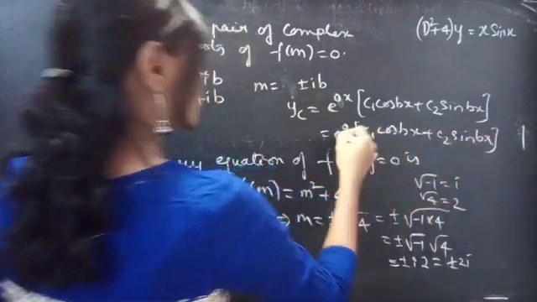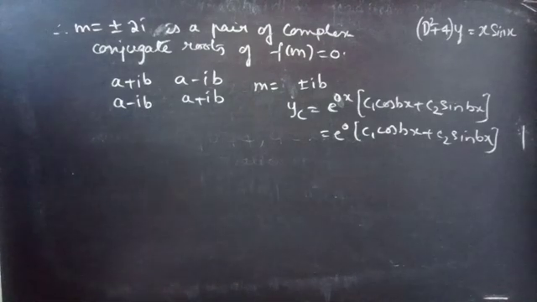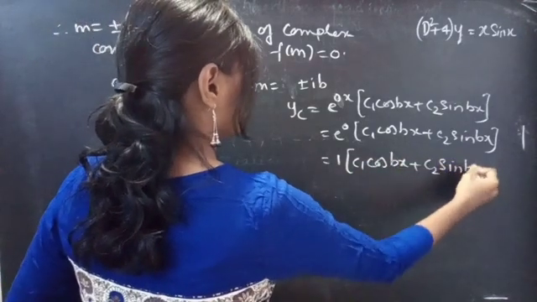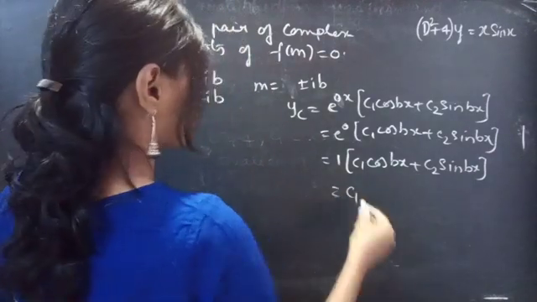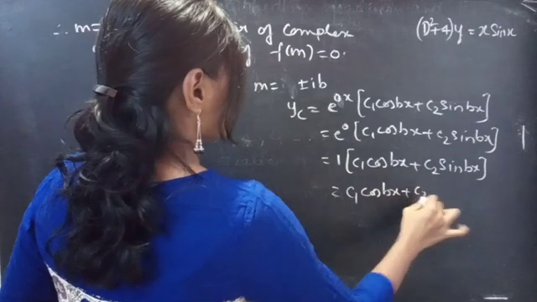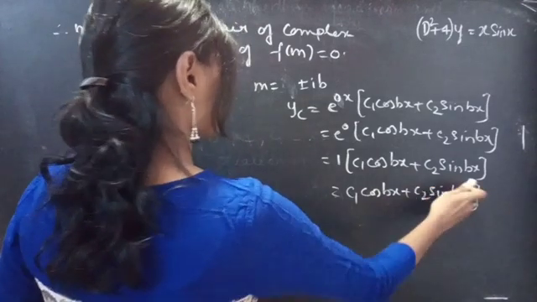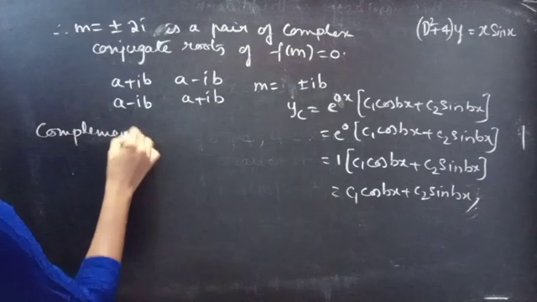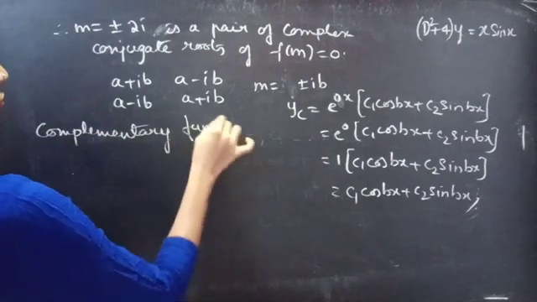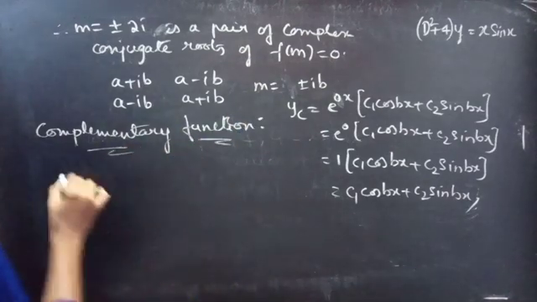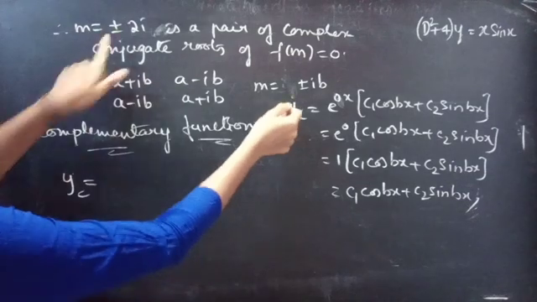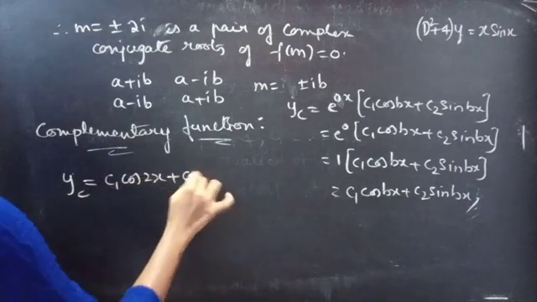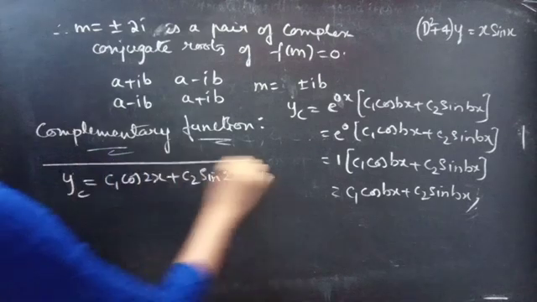Also we know that e^0 is 1. Then we'll get 1 into (c1 cos bx + c2 sin bx), which is c1 cos bx + c2 sin bx. So we are going to use this to find our yc, the complementary function. yc = compare ±2i with ±ib. Then for b = 2, we'll get c1 cos 2x + c2 sin 2x. We got yc.